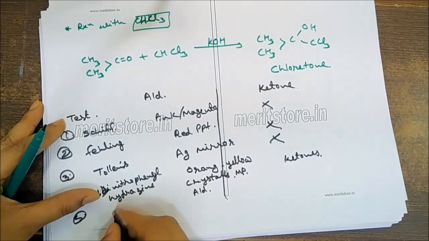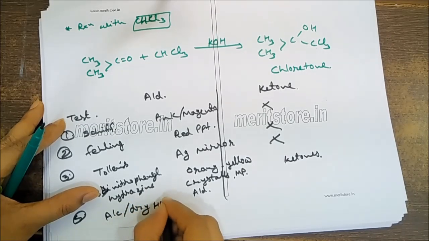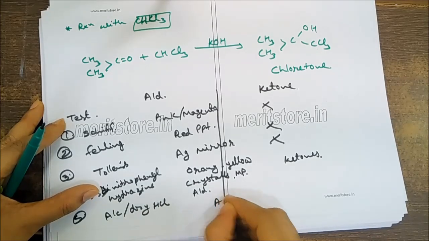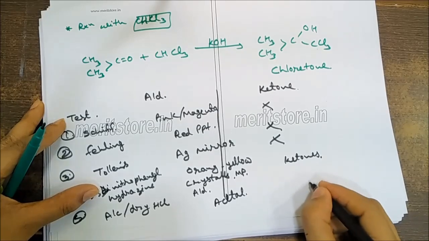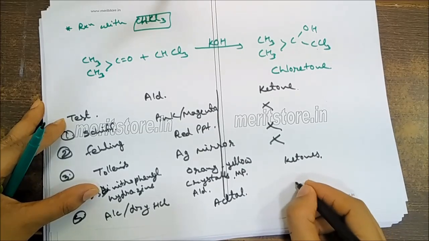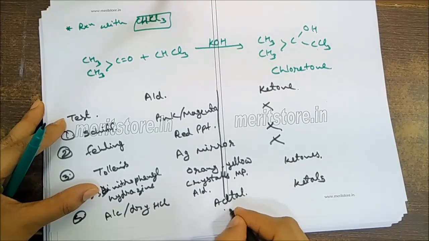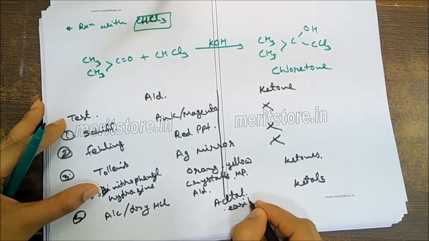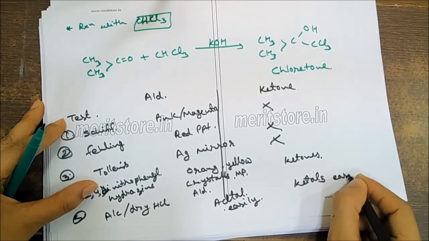And with alcohol in presence of dry HCl, aldehyde forms acetal, and it will not form with ketones. This reaction will happen very easily for aldehydes, and it will not happen easily for ketones.